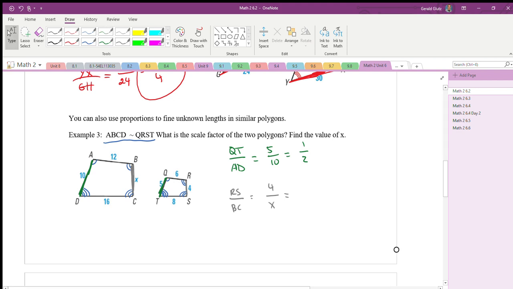So QT was 5 and AD was 10. But instead of writing 5 over 10, we could write 4 over x equals 1 over 2 because 5 over 10 reduces to 1 over 2. You don't have to do that, but it'll just make the numbers more simple when you're multiplying. So now, whenever you have two fractions equal to each other, separated by an equal sign, we can cross multiply. So 4 times 2 is 8. I keep the equal sign right in the middle. 1 times x is just x. So x equals 8.